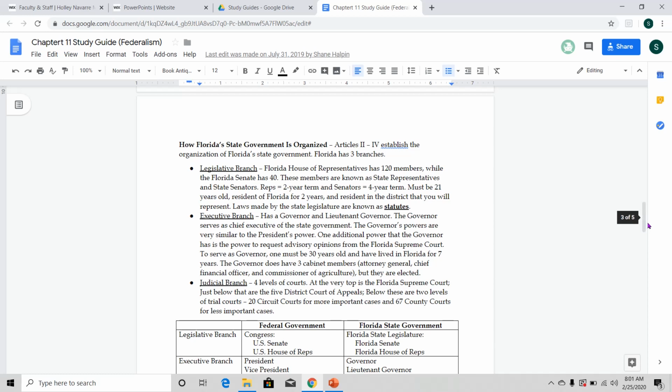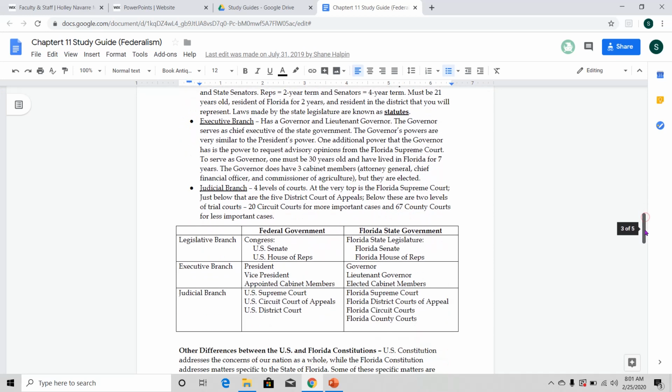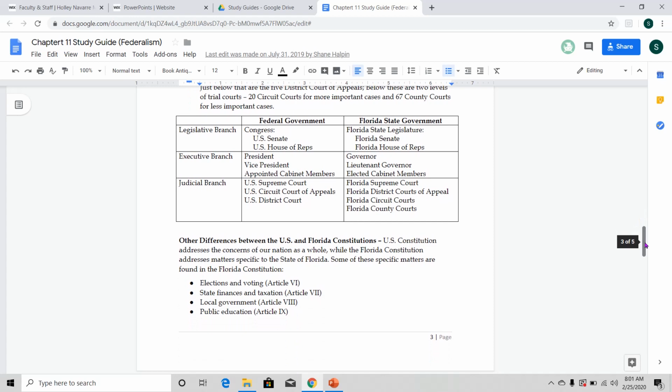Exactly. If you look in this section here, it gives you a nice little chart showing you here's your setup for the federal government. Here's your setup for the Florida state government. Looking at the legislative branch across there, you can see that, of course, Senate and House of Representatives. The same thing for the state, Senate and House of Representatives. These are completely different senators and representatives. The difference is these guys here in Florida actually work in Tallahassee. The ones at the federal level representing our state work in D.C.